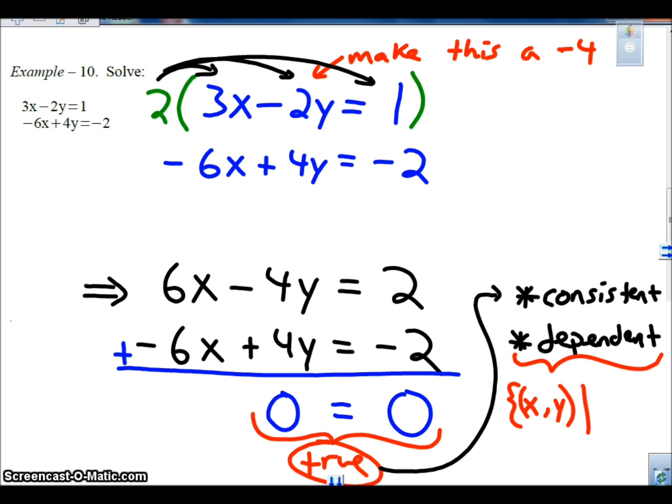Right. So how do we write our solution set when it's a dependent system? We use the set notation. And we're going to say it's any x comma y such that, and we just write one of the equations in there, such that 3x minus 2y is equal to 1.